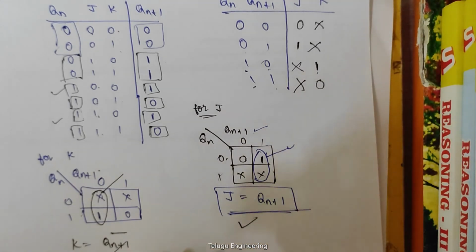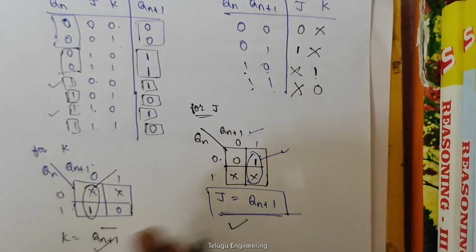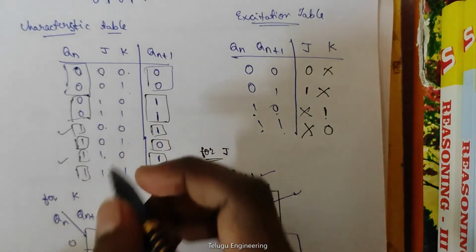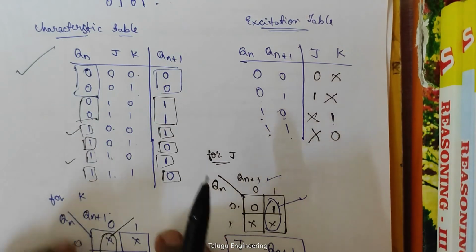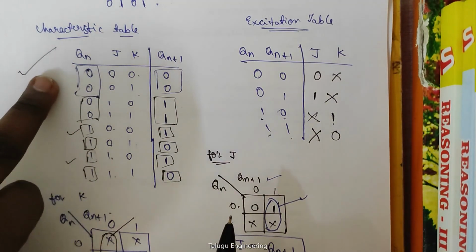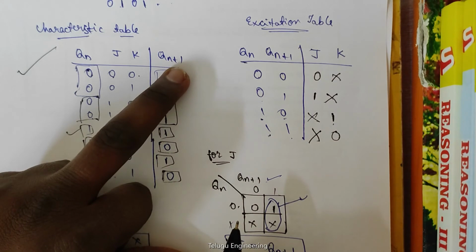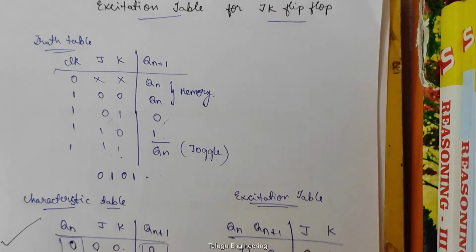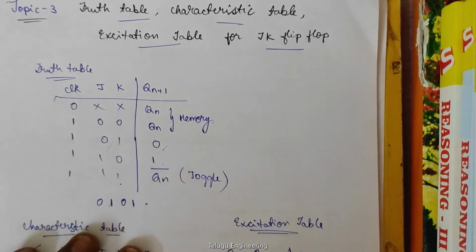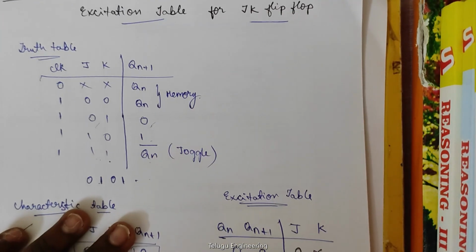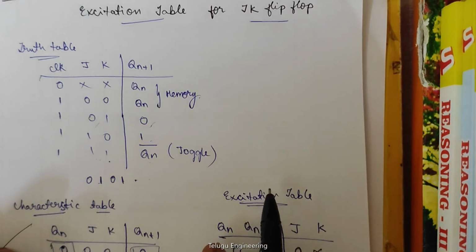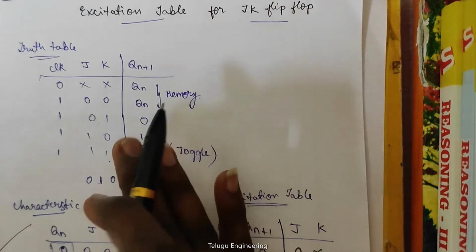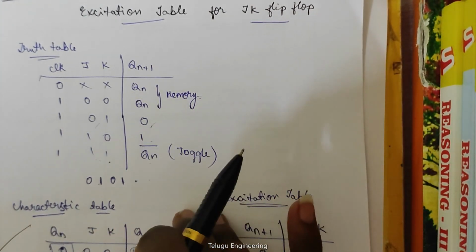We can even find the next state output by using your K maps. A similar type of K map will be formed for this characteristic table also. So if we find the K map with the characteristic table, we get Qn plus 1 as the answer. So this is the basics about the truth table, characteristic table and the excitation table for your JK flip-flop. We use the excitation table in counters as well as in flip-flop conversions.